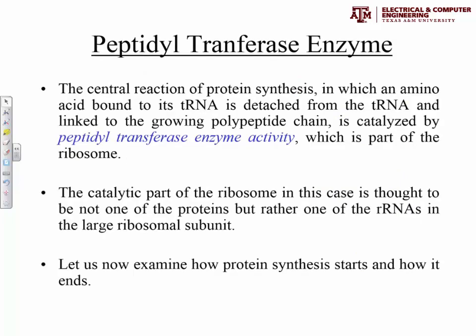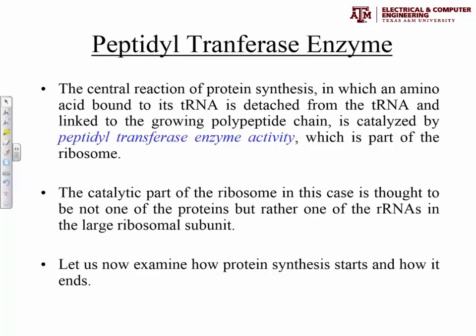Now the central reaction of protein synthesis, in which an amino acid that is bound to its tRNA is detached from the tRNA and linked to the growing polypeptide chain, is catalyzed by what is called peptidyl transferase enzyme activity, which is part of the ribosome, right? The large ribosomal unit takes care of this. The catalytic part of the ribosome in this case is thought to be not one of the proteins, but rather one of the ribosomal RNAs in the large ribosomal subunit. So the ribosomal RNA in this case is playing a catalytic function. It's not just a storage of information.